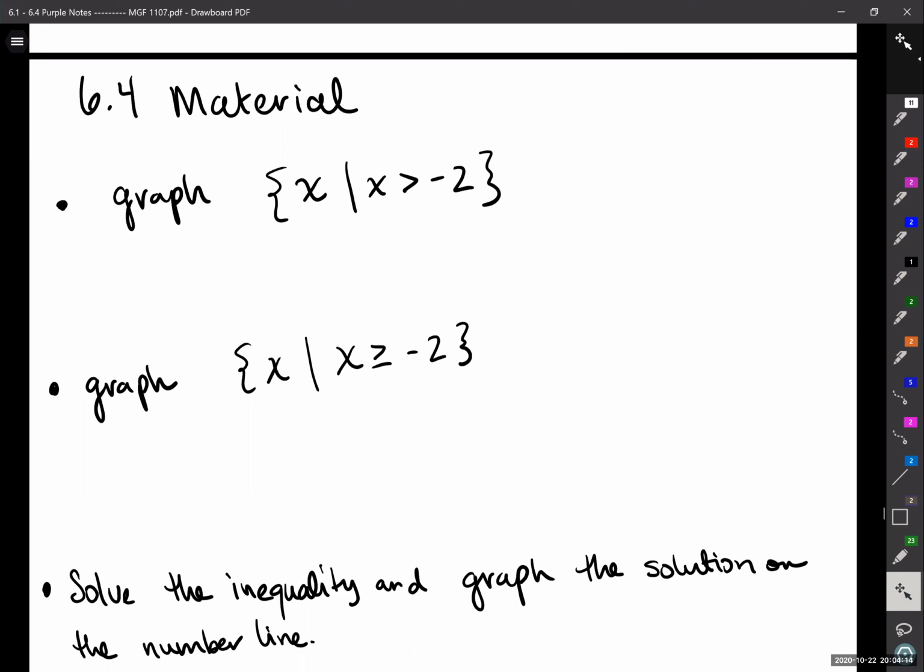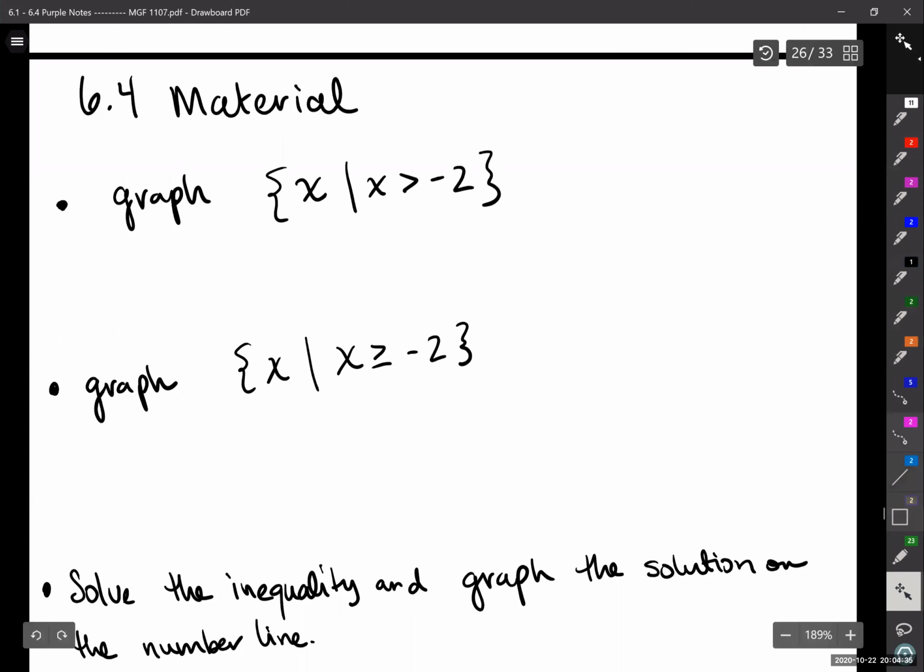So we'll go forward then to 6.4. This is our most recent material, Inequalities. Now remember, graph means draw the number line. And how y'all see this in the Canvas quizzes is you should do it on your paper. And then we will select the correct answer from the options given.